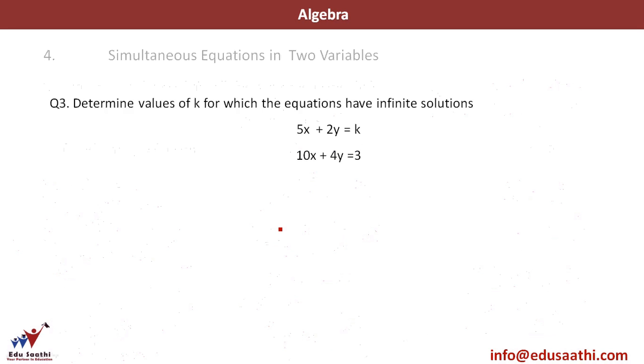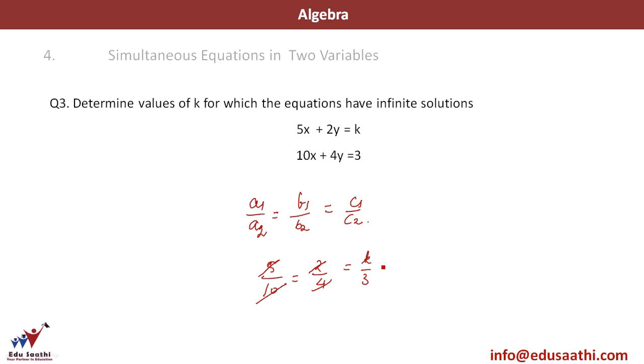Let's look at another case. You will not get a quadratic here, so you will be able to exactly solve for the value of k. Determine the value of k for which the equation has infinite solutions. Infinite solution means A1 over A2 is equal to B1 over B2 is equal to C1 over C2. So 5 by 10 is equal to 2 by 4 is equal to k by 3. This is 1 by 2, this is 1 by 2. So this is also equal to 1 by 2. The value of k you will get is 6.